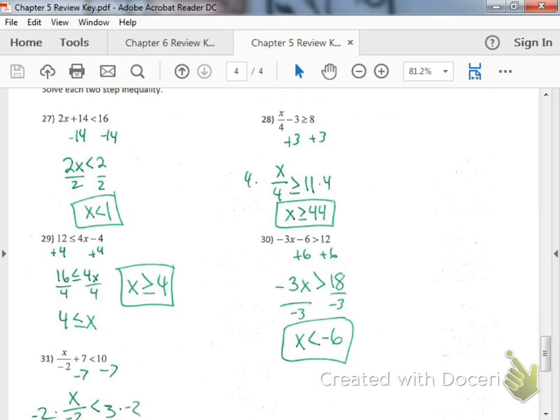So in these two-step inequalities, you solve them just like two-step equations. You want to undo addition and subtraction first, then you want to undo multiplication and division. Paying close attention to that rule of negatives as well. If you multiply or divide by a negative, even in a two-stepper, you still have to change directions. Raise your hands if you need anything.